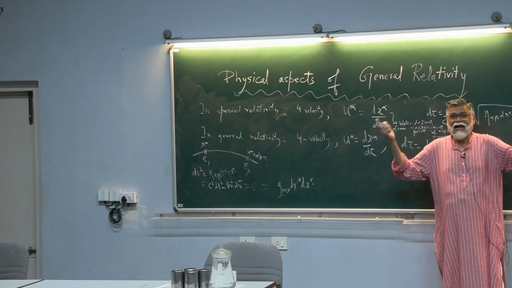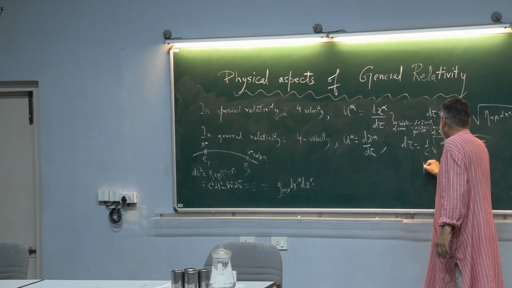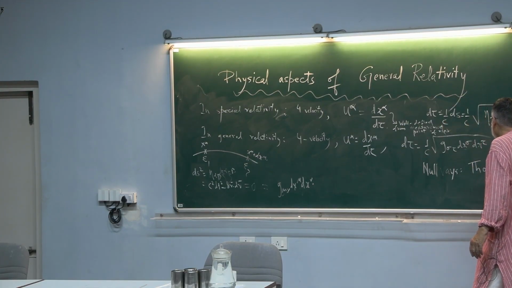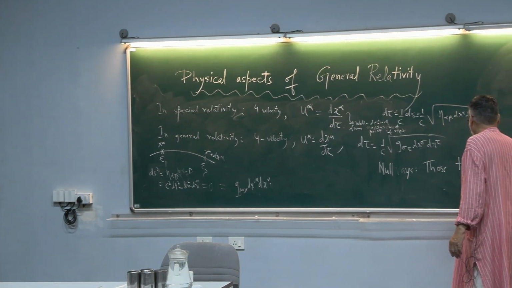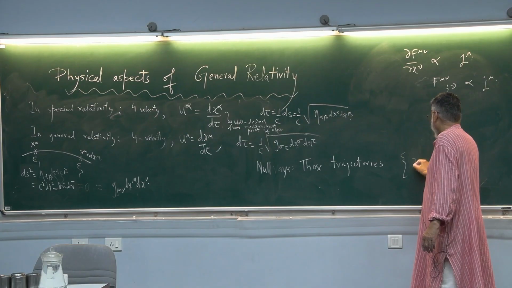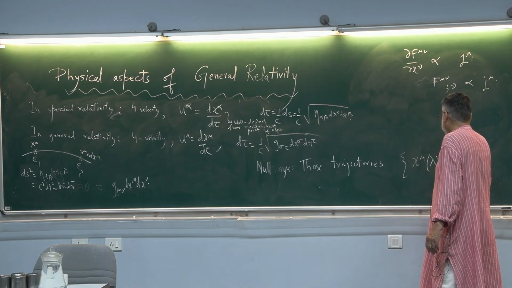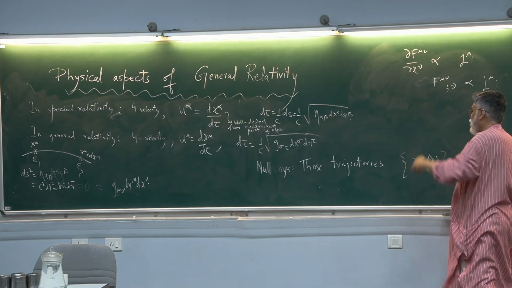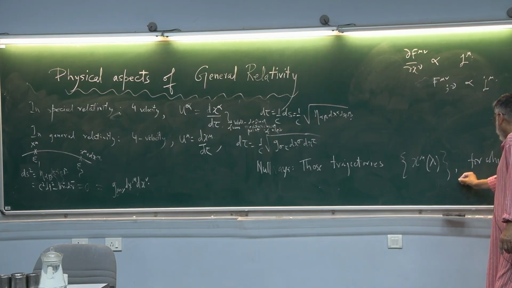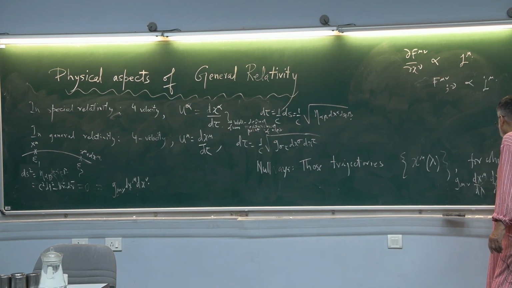And that's why null rays in general relativity, those trajectories, call them x mu of lambda, where lambda is a real parameter, those null trajectories are those trajectories for which g mu nu dx mu by d lambda dx nu by d lambda is 0, because g mu nu dx mu dx nu for null rays is 0.